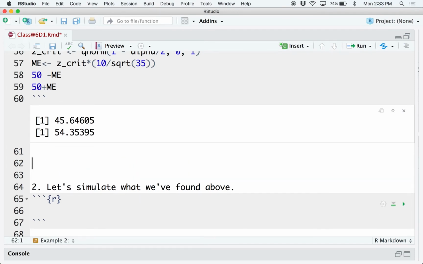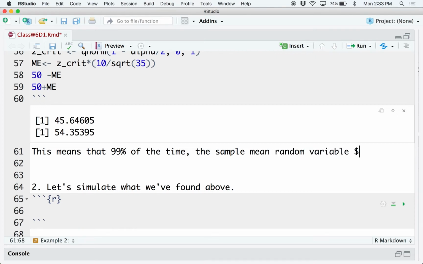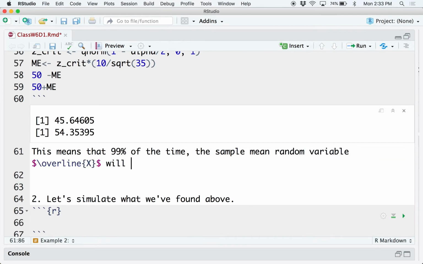All right, so here's the idea. This means that 99% of the time, the sample mean random variable x bar will have a value that falls between 45.646 and 54.354.